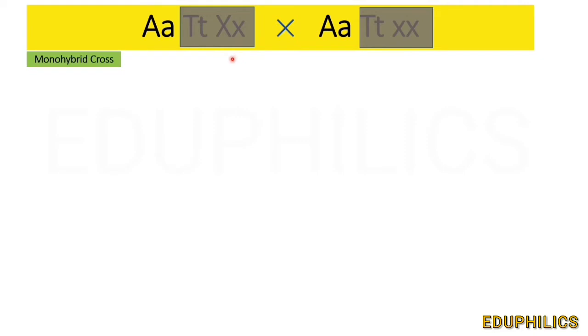In the fork-line method, we usually consider each gene separately in a monohybrid cross and find its genotypic ratio. This is easier than considering all the three genes simultaneously. So let's take the first one. These are the parents. These parents have heterozygous genotype.